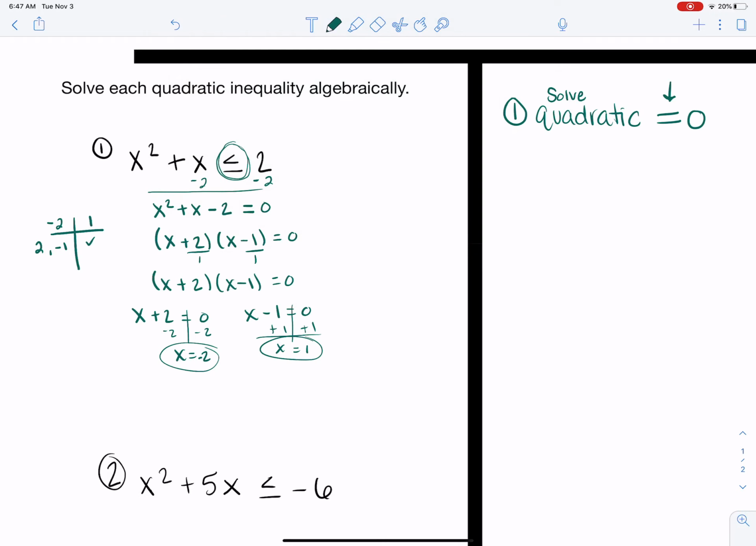Okay, so step 2. Make a number line. You cannot answer the inequality symbols today unless you have a number line. So we're going to make a number line, and when we make this number line, we're going to put the two numbers we know on it. So we know -2 is somewhere to the left of +1.